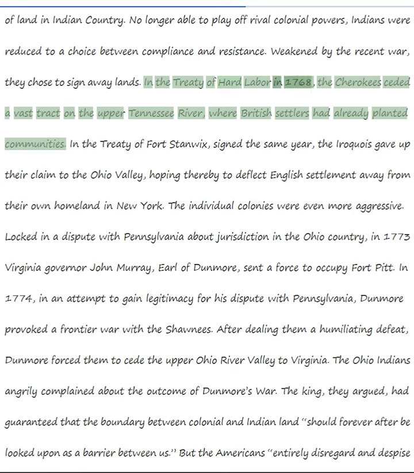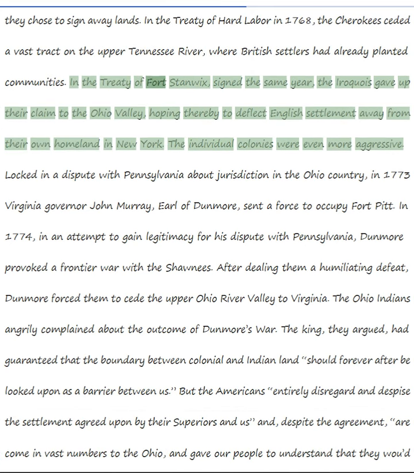In the Treaty of Hard Labor in 1768, the Cherokees ceded a vast tract on the upper Tennessee River, where British settlers had already planted communities. In the Treaty of Fort Stanwix, signed the same year, the Iroquois gave up their claim to the Ohio Valley, hoping thereby to deflect English settlement away from their own homeland in New York.